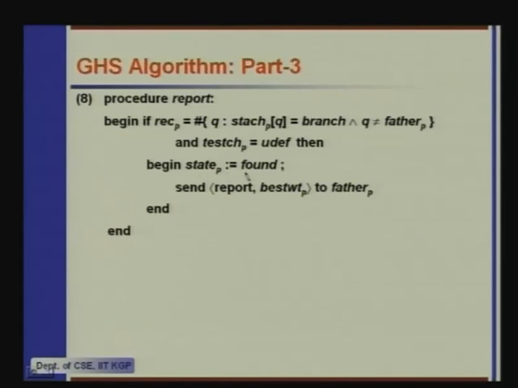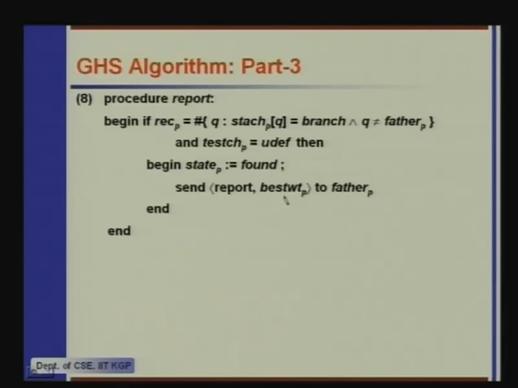Then its state P is set to found, because it has already found the least cost outgoing edge in its subtree, and it sends report best weight P to father. How long does it wait? Until it has received the report messages from all its children, so all the branch neighbors except the father, and it has checked that its own search has completed. Then it sends the report of the best weight to its father.